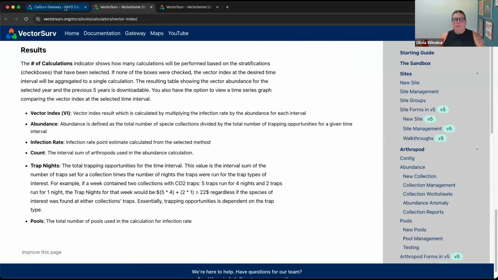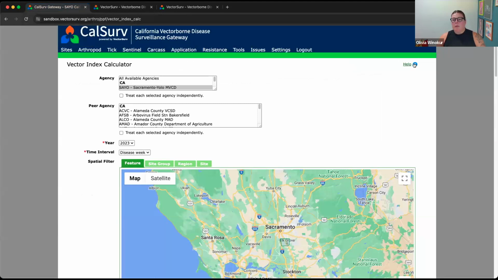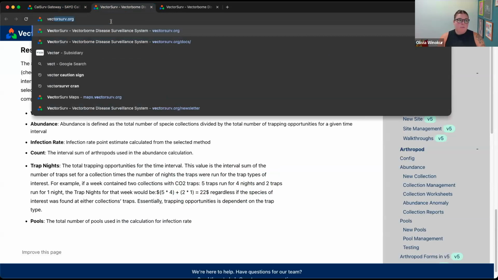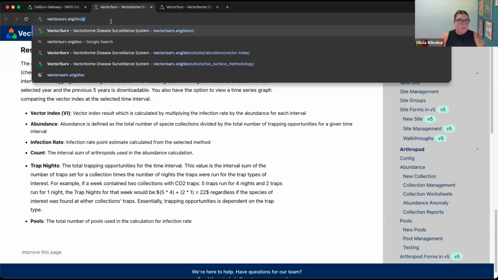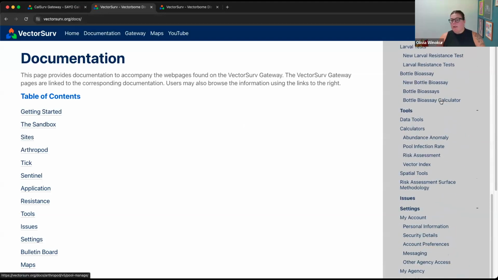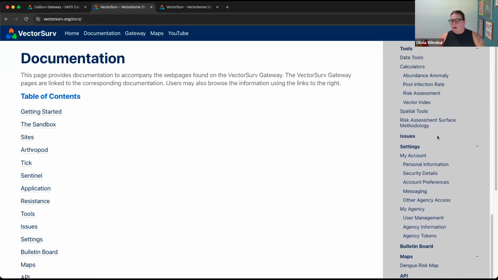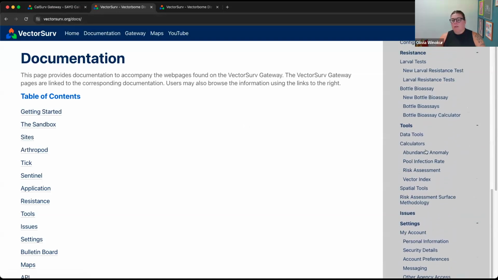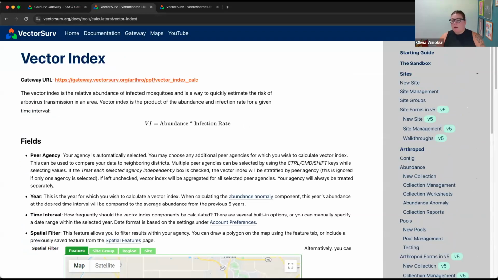If you don't want to get there through the question mark on the gateway calculators, you can just go to vectorserve.org/docs. That's our full documentation page. And over here on the right is a scroll bar that will show you the documentation for everything that's in VectorServe. So for each of the calculators, I could specifically select vector index and it'll take me back to that documentation for vector index.